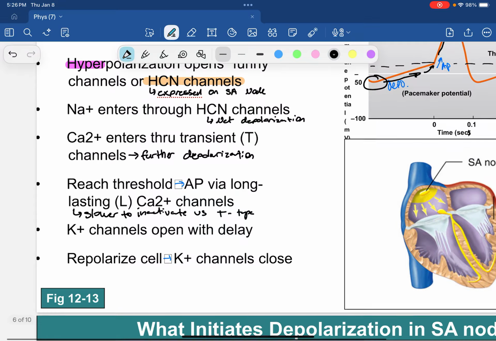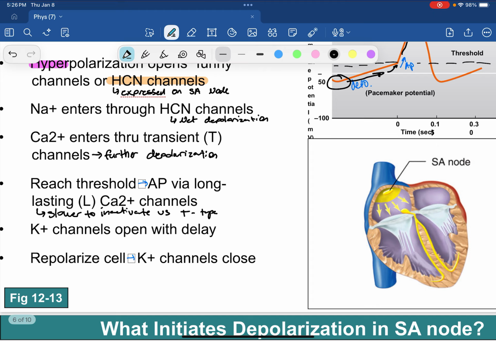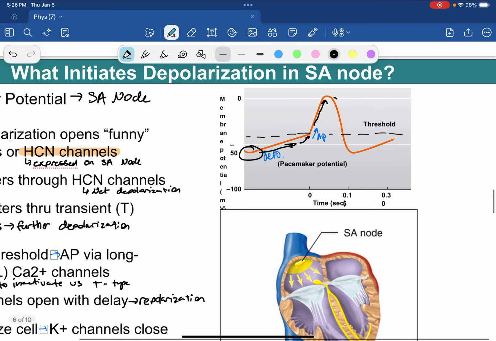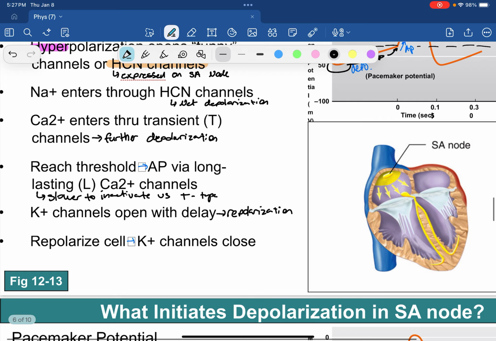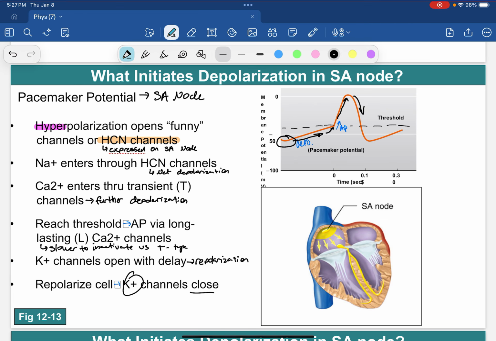And then we have our potassium channels that open with delay. So this causes repolarization. And that's when it starts to come back down over here on the chart. And then we repolarize our cells and our potassium channels close. And then after these close, they will get hyperpolarized and our HCN will open again and it will repeat. And so that's the cycle, how the charge spreads.